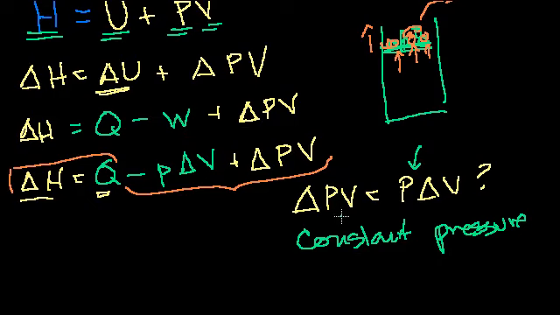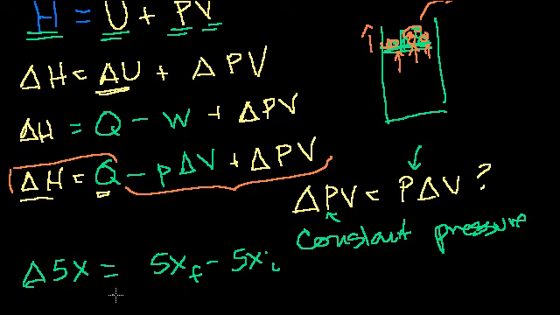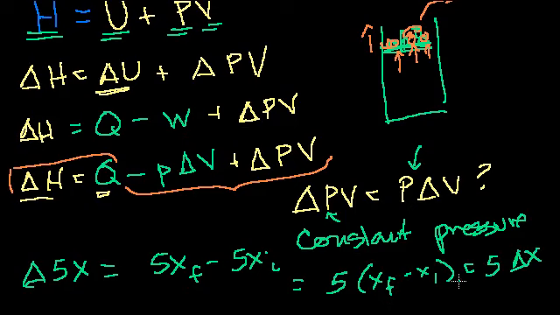Or if you view it another way, if this is a constant, you can just factor it out, right? If I said the change in 5x, you could say that's equal to 5 times x final minus 5 times x initial. And you could say, well, that's just equal to 5 times x final minus x initial. Well, that's just equal to 5 times the change in x. It's almost too obvious for me to explain. Sometimes when you over-explain things, it might become more confusing. The 5 I'm using is the analogy for a constant. So if pressure is constant, then this equation is true.